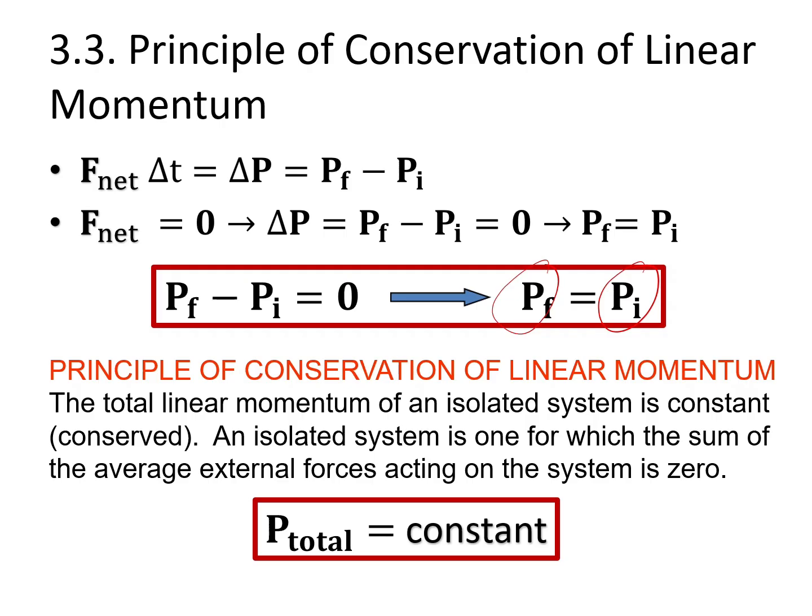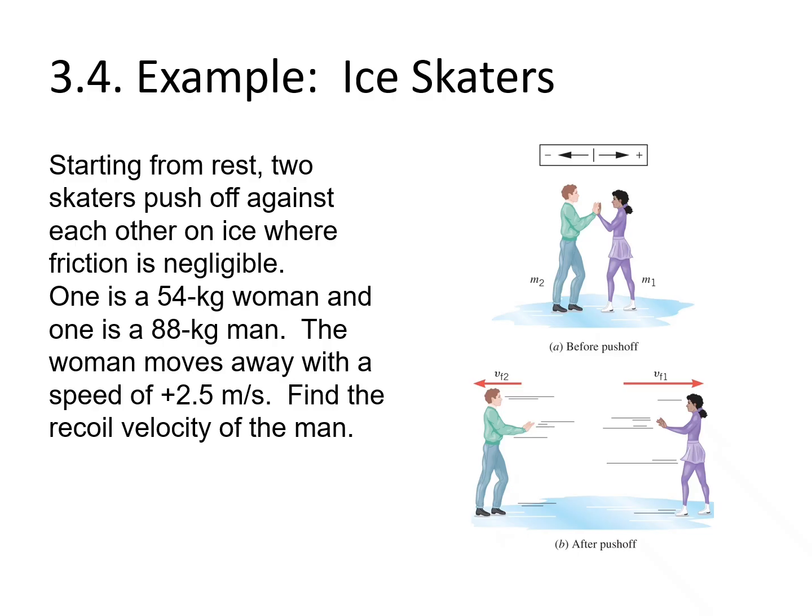Now let us apply this principle to two ice skaters pushing away from each other. Two skaters start from rest on ice where friction is negligible. They push off against each other. One skater is a 54-kilogram woman and the other is an 88-kilogram man. After they push away, the woman moves with a speed of 2.5 meters per second in the positive direction. We are asked to find the recoil velocity of the man.